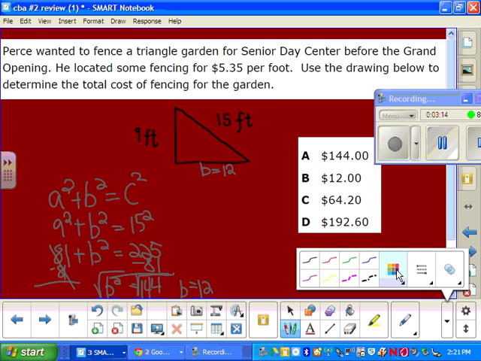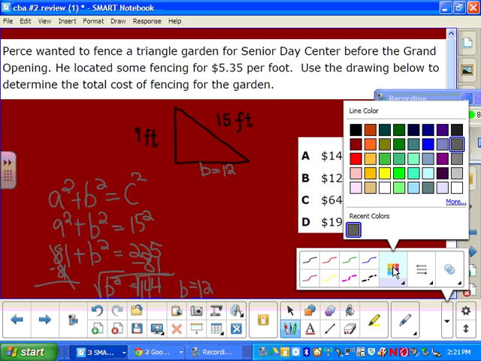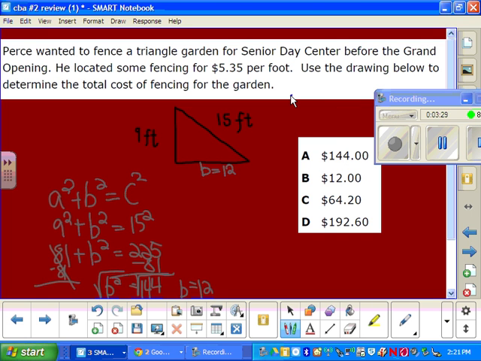Pierce wanted to fence a triangle garden for Senior Day Center before the grand opening. He located some fencing for $5.35 per foot. Use the drawing below to determine the total cost of the fencing for the garden. So guys, we've been working on the Pythagorean theorem a lot. So I went ahead and did every step that you need to do for that.